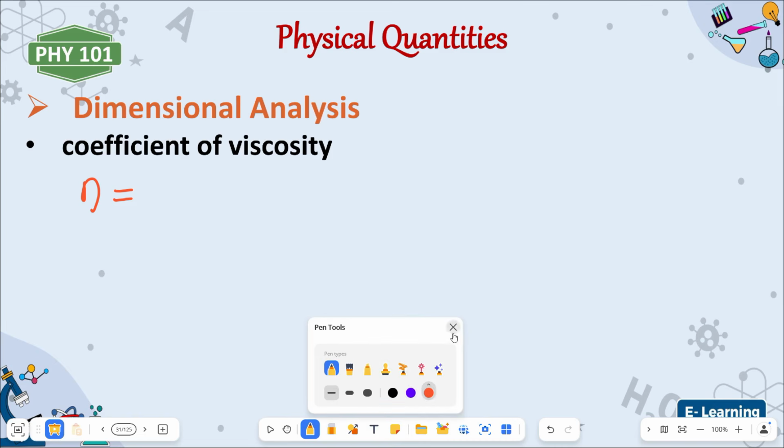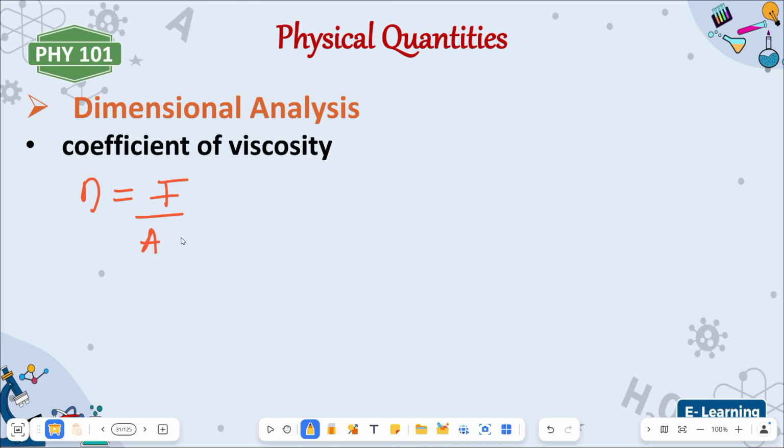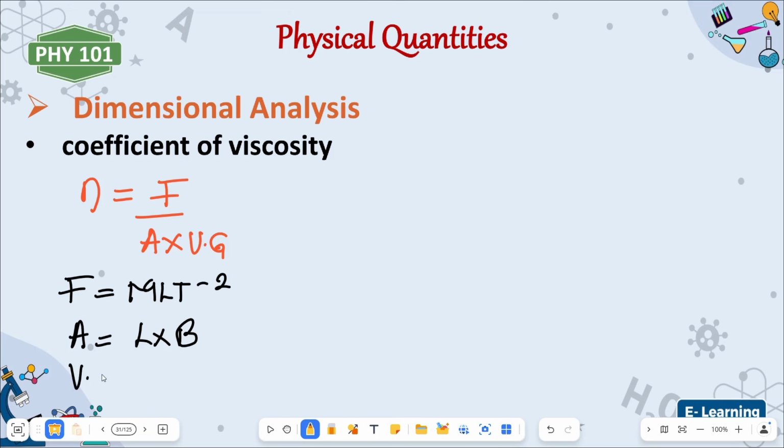Can you still remember? Is force over area times velocity gradient. What is the dimension for force? Force is MLT minus 2. What is the dimension for area? Area is length times breadth. What is the dimension for velocity gradient?